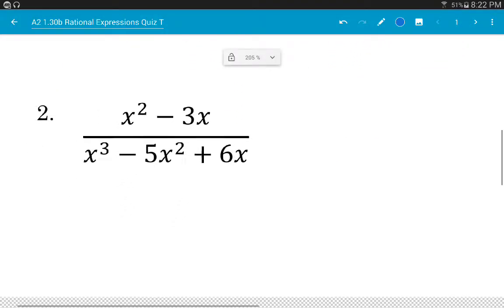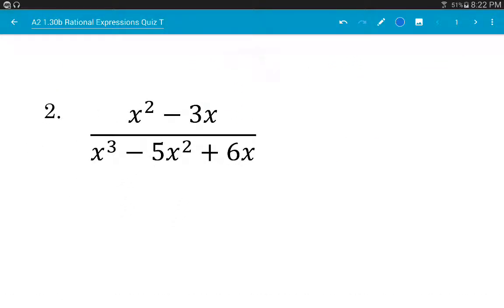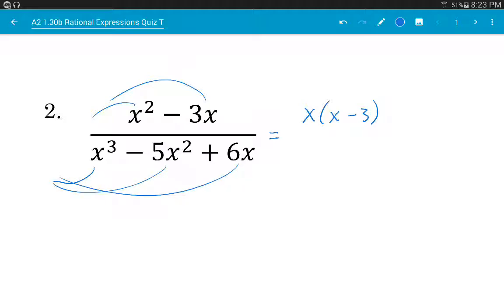For question number 2, just simplify again. I'm going to pull an x out from both of these, so this is going to be equal to x parentheses x minus 3. My denominator has an x in it, all three terms, so I can simplify this twice actually.